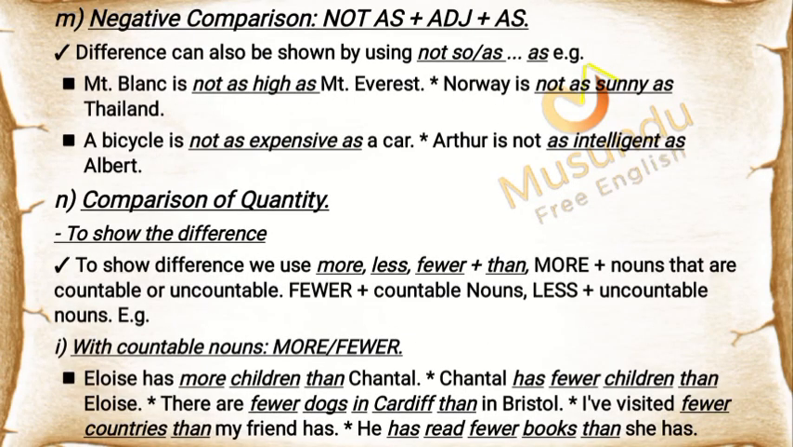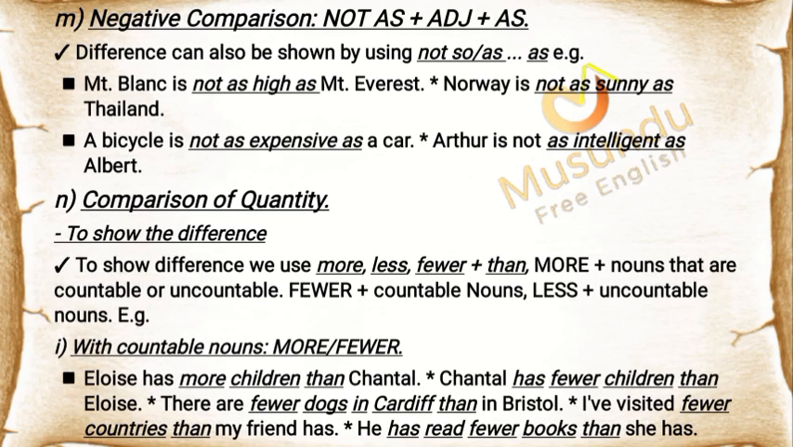M, negative comparison, not as plus adjective plus as. Difference can also be shown by using not so/as. Examples: Mount Blanc is not as high as Mount Everest. Norway is not as sunny as Thailand. A bicycle is not as expensive as a car. Arthur is not as intelligent as Albert.